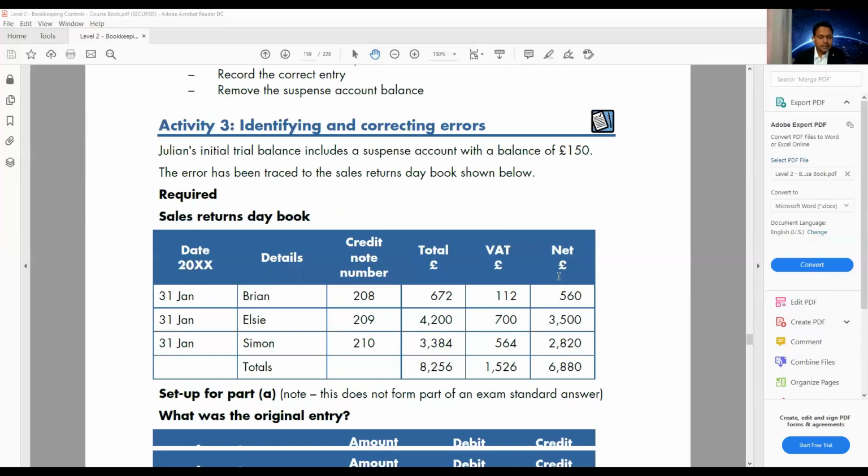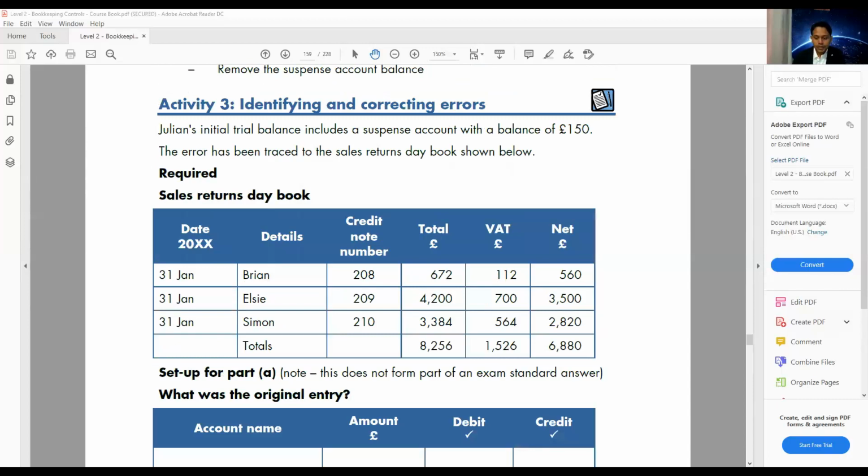On identifying and correcting the error. Okay. Activity 3. They said Julian's initial trial balance includes a suspense account with a balance of 150. So let's say your manager gives you a trial balance and you see 150 is the suspense account there, but they didn't even say whether the 150 is a debit or credit. So you have to find it out. We don't know if it is a debit or credit, but they said a 150 suspense account balance was created.